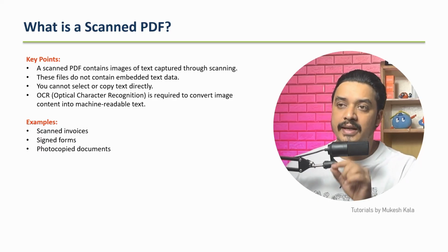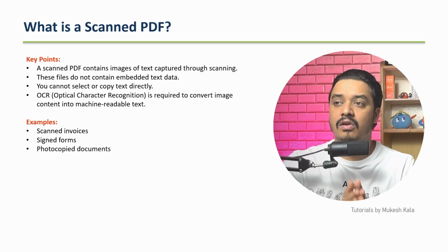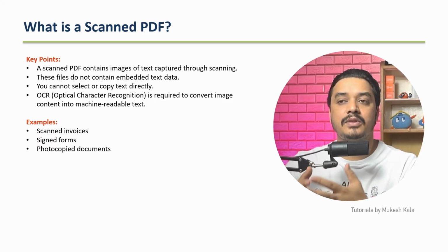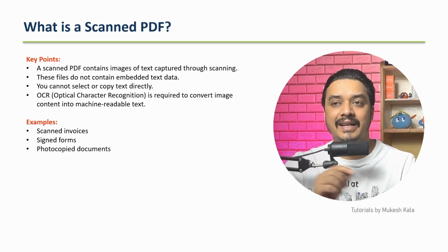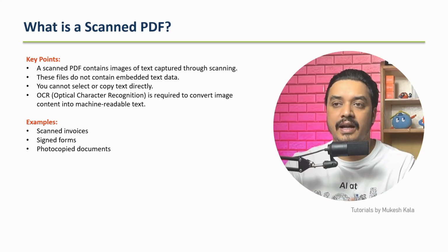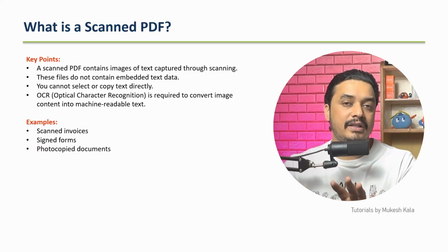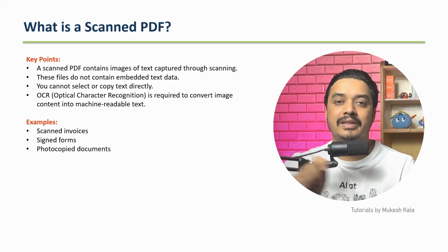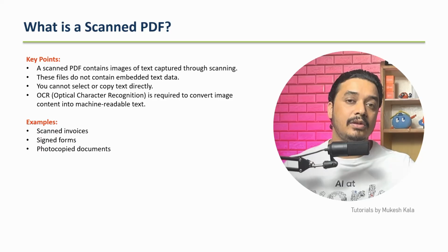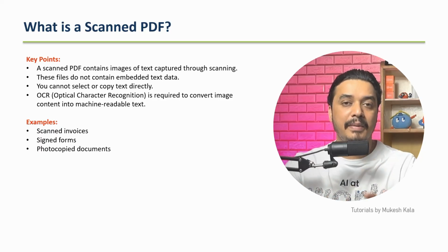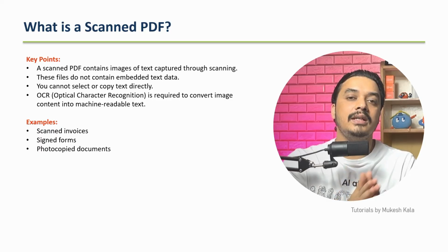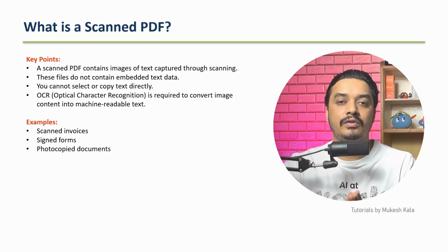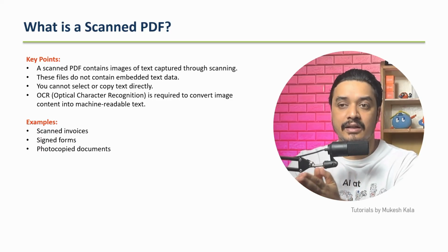Okay, so a scanned PDF contains images of text that are captured through scanning. Any PDF which does not have the text data, we call it simply a scanned PDF. The main differentiation here is that you are not able to select the data with the help of a mouse, and since you are not able to select the data, we have to actually use something called OCR. Okay, the full form of OCR is optical character recognition.